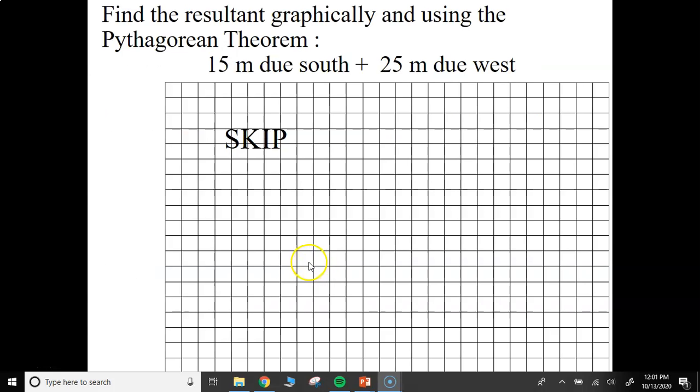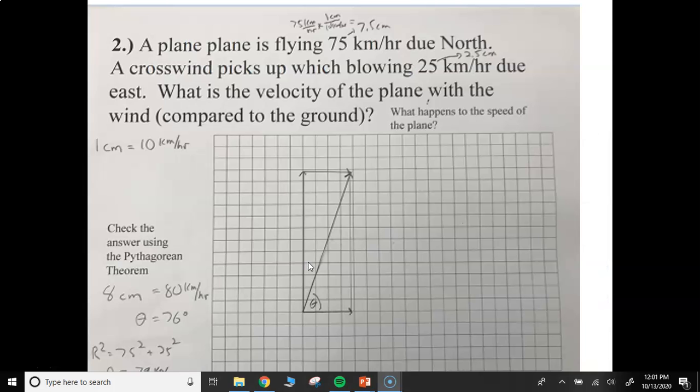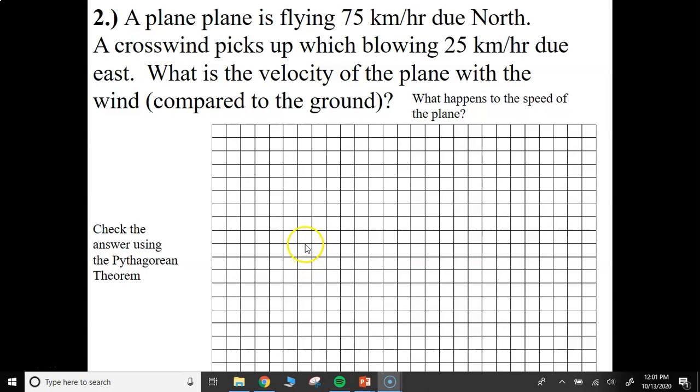Okay, so let's work one more of these examples. Here we've got a plane. It's flying 75 kilometers per hour due north, and the wind picks up blowing 25 kilometers per hour east. Now this is north and this is east. These are not parallel, so I cannot simply add or subtract them. I've got to draw them out. Okay, what is the velocity of the plane relative to the ground? So basically what we're looking for is the resultant of these two vectors.